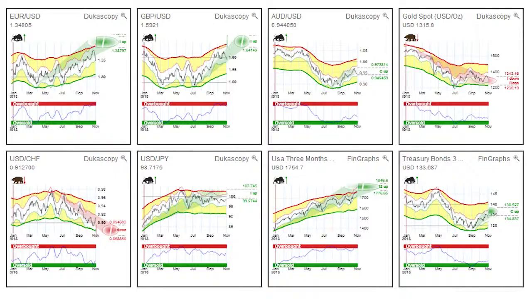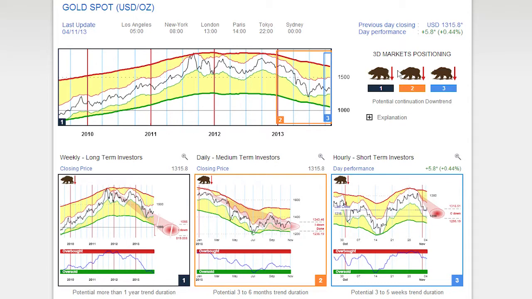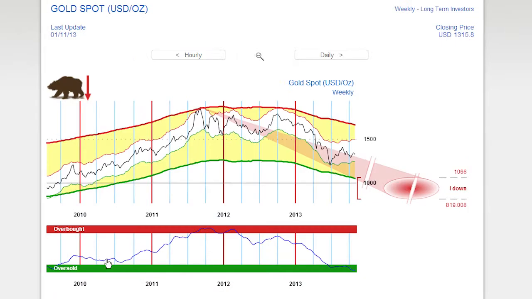Now back to the mosaic, and let's look at gold. Gold has had a lot of hype over the last weeks, with people saying that it was moving higher. We have had problems getting too excited about it because our weekly is still quite negative here.